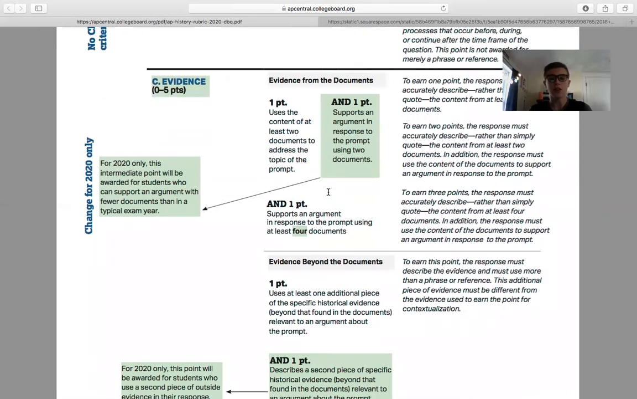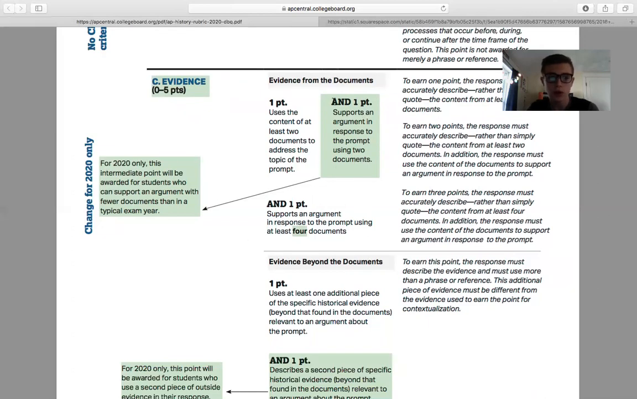On the evidence section of the rubric, this is the biggest bulk of the points. There's 5 points here, so make sure you get this right. So as you can see, you can get 1 point for using 2 of the documents. If you use 2 documents, you get a point. But you need to get all the points, you need to get 4.